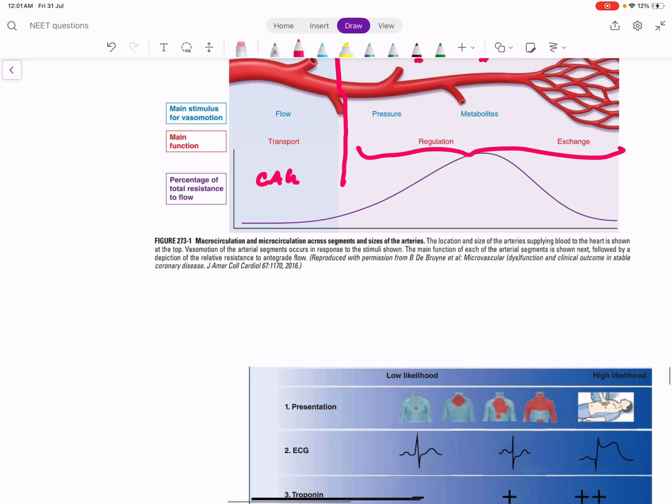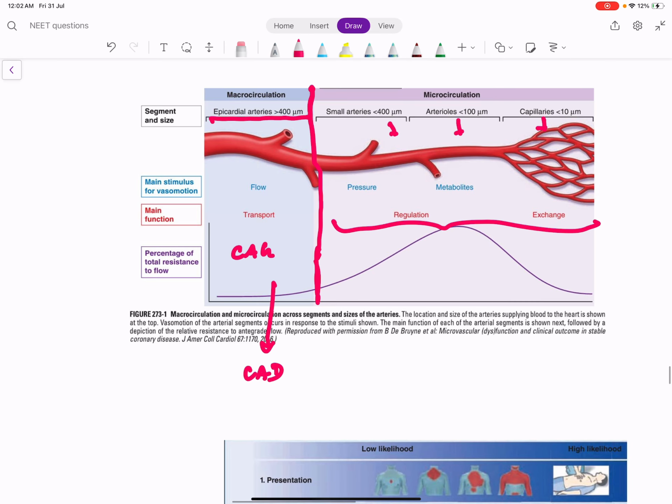That is why patients who have problems in epicardial coronaries can be picked up in coronary angiography, and it's usually called coronary artery disease or the macrovascular disease. But microvascular disease is becoming more common nowadays. It presents with the same symptoms as coronary artery disease, but the coronary angiogram may be normal. So it is usually called microvascular angina or MINOCA, MI with no obstructed coronaries, or INOCA, ischemia with no obstructed coronary arteries.